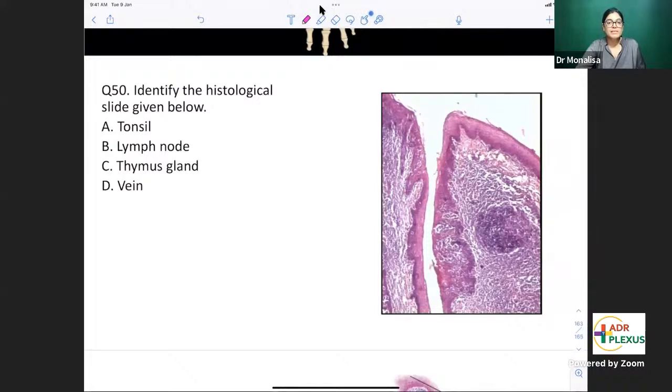Okay, tonsil, by seeing the crypts. The hint is the crypt. Many of the students are giving tonsil as the right answer. So definitely the answer is tonsil. Yes, this is the tonsil because the tonsillar crypt, lining epithelium and lymphatic nodule are also seen. Yes, Akshay Rajput, it is tonsil.